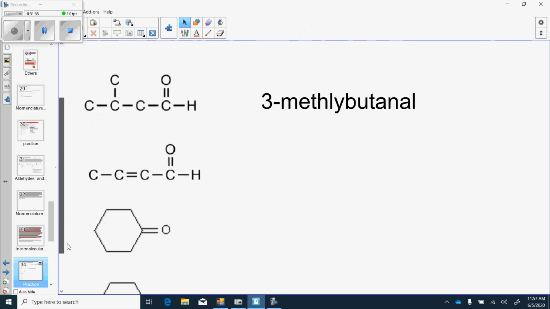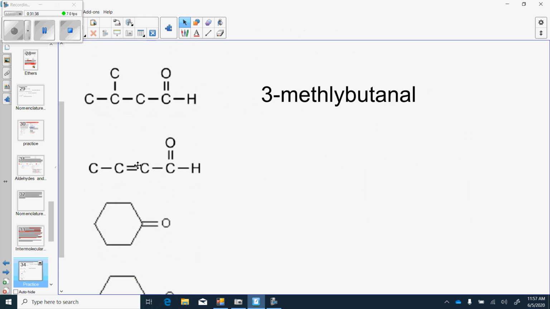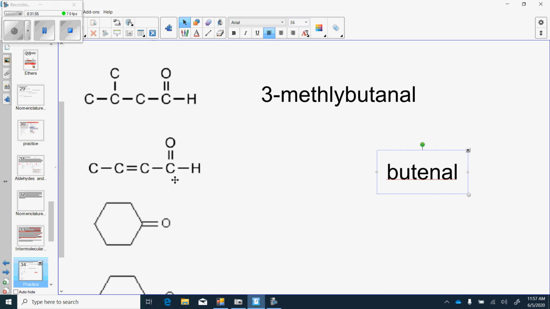Here we have just a couple more. We have a double bond, and that's okay. So this parent chain here is butene, right? Here's the functional group. So I know it's an aldehyde or ketone. It's an aldehyde because there's the H. It's on the last carbon. So we drop the E and put Al.